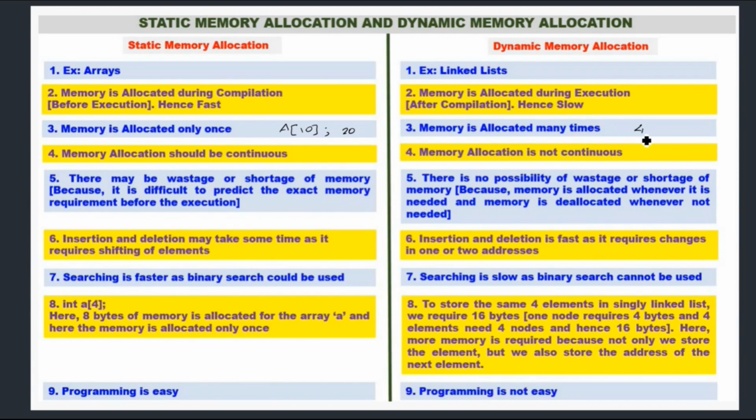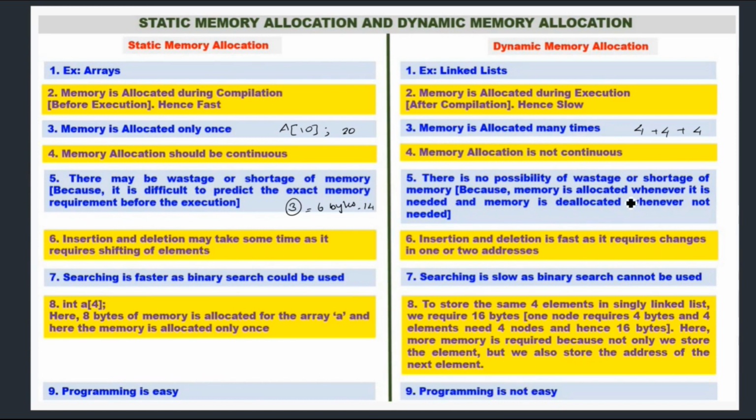First we get 4 bytes for the first node, next we get 4 bytes for the next node, and next we get 4 bytes. Here the memory allocation is like this. In an array, memory should be continuous, but in a linked list memory is not in a continuous fashion. In an array there may be wastage or shortage. If we want to store 3 data we only need 6 bytes, so another 14 bytes are wasted. So there may be shortage or wastage of memory, and it is difficult to predict the exact memory requirement before execution.